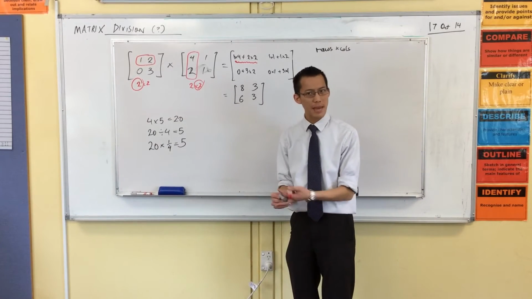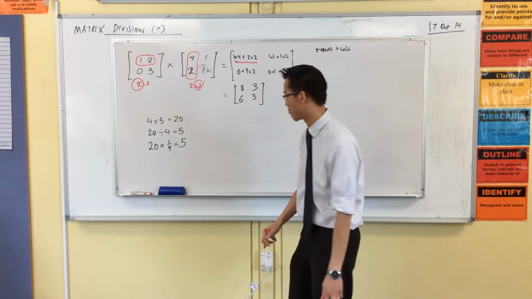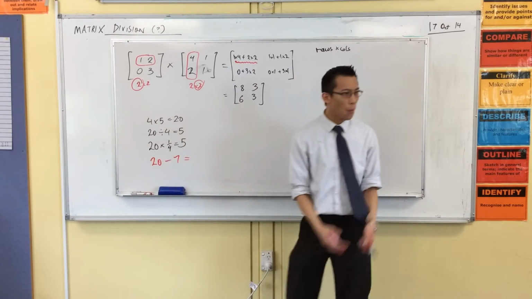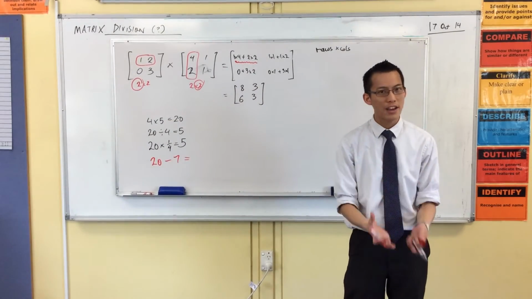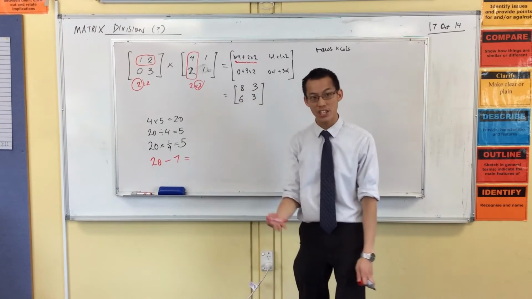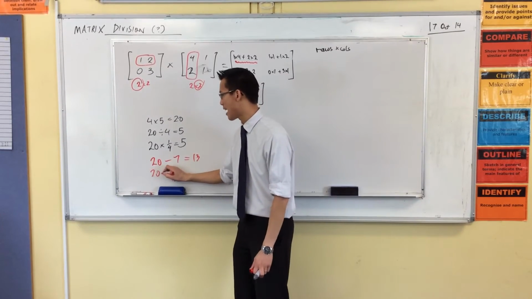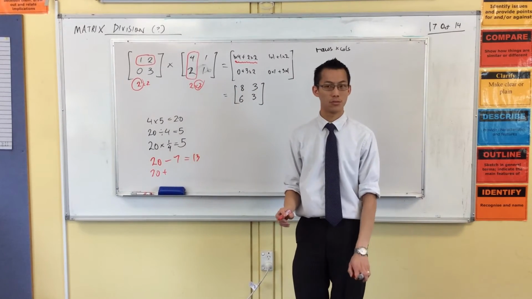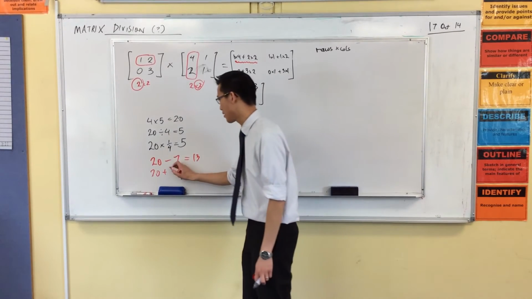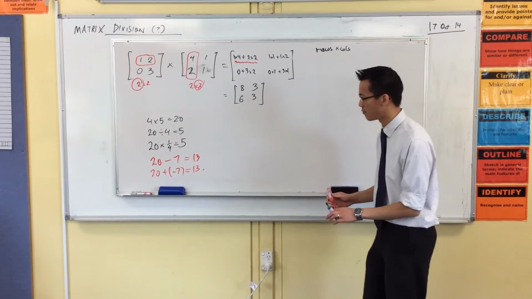Now you can apply the same logic with addition and subtraction. For example, 20 minus 7, okay? What is subtraction? Subtraction is just like this relationship, isn't it? It's addition in reverse. So this is 13, but how would you write that as addition? What would you add to 20 in order to get 13? Negative 7, right? Okay, so far so good, right?